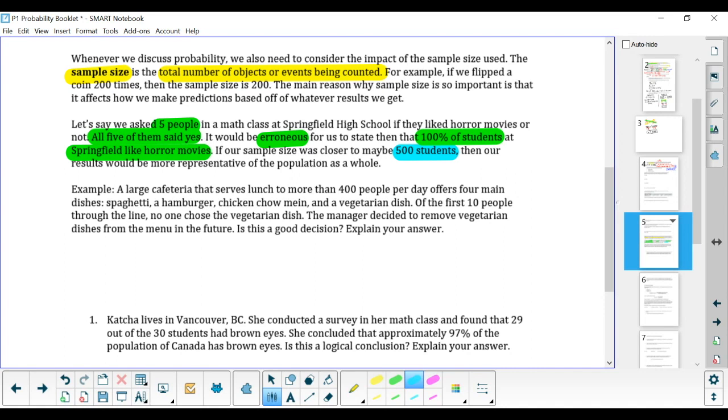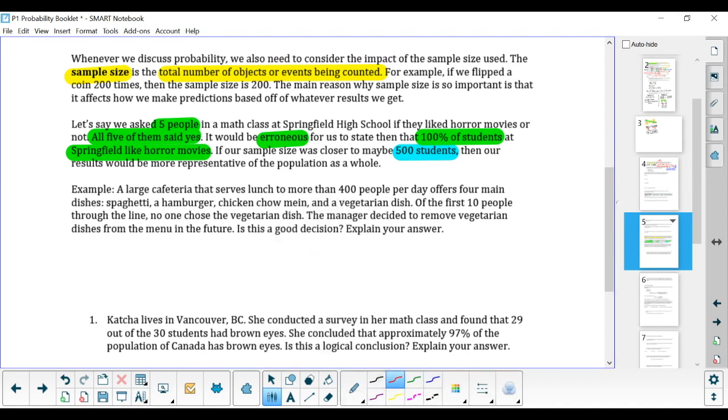Let's take a look at another example. A large cafeteria that serves lunch to more than 400 people per day offers 4 main dishes: spaghetti, a hamburger, chicken chow mein, and a vegetarian dish. Of the first 10 people through the line, no one chose the vegetarian dish. The manager decided to remove vegetarian dishes from the menu in the future. Is this a good decision? And be able to explain your answer.